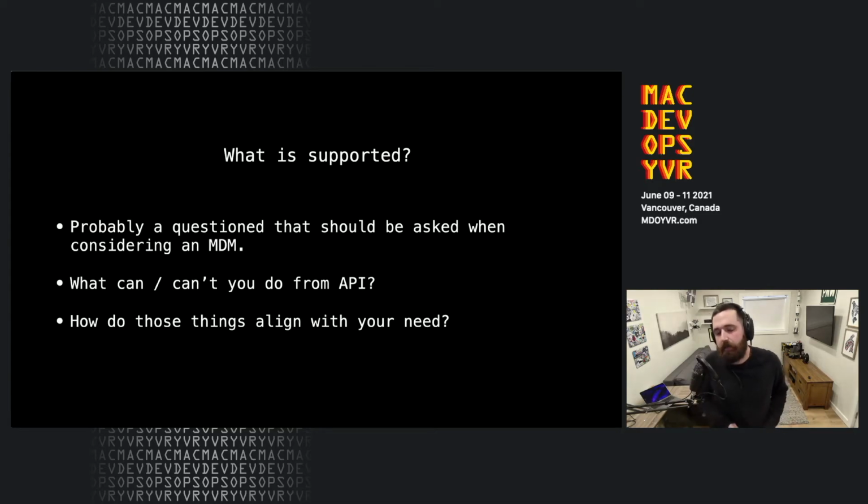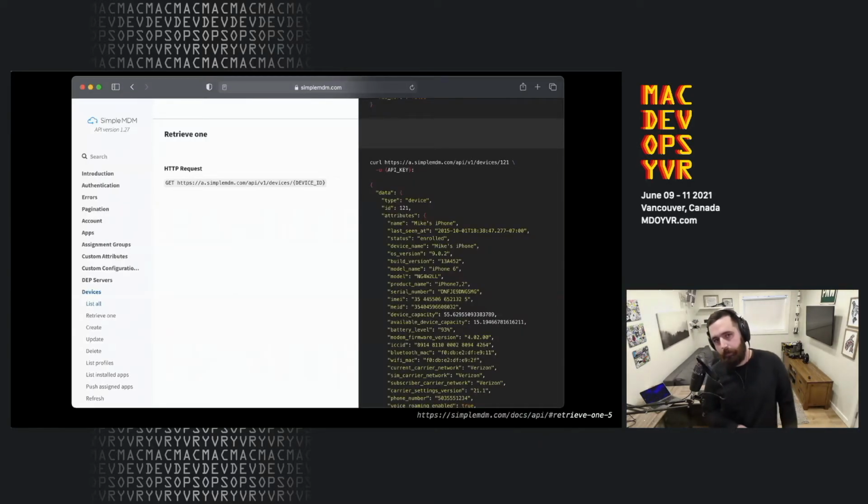So what's supported? If you start with the MDM spec, then the MDM can only do the MDM things. What is your vendor supporting in that? Are they doing everything in the MDM spec? Are they not? What does that look like? In Simple, they have API documentation publicly available. You can go check it out, and all of the things it can do. Really good documentation. Got a couple of feedbacks on other ways it could be formatted. I'll take that up with Taylor later.